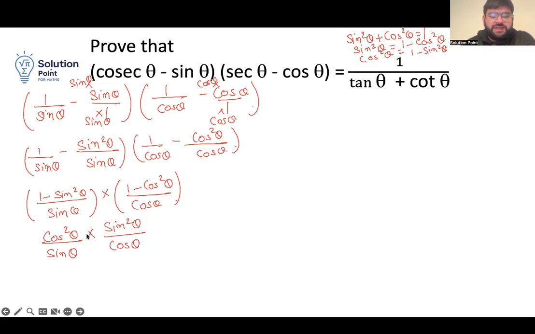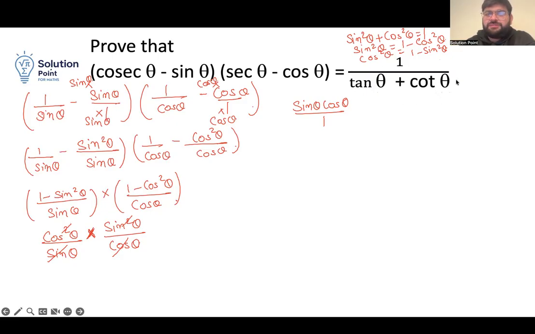Now, since they are in multiplication, I can balance this sine theta with one of the sine theta in the numerator. And this cos theta, I can balance with one cos theta in the numerator. So we are left with sine theta cos theta over 1. Now if you observe, we need to prove it equals 1 over tan theta plus cot theta.